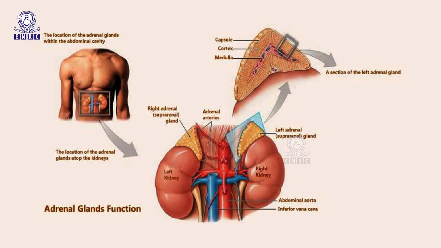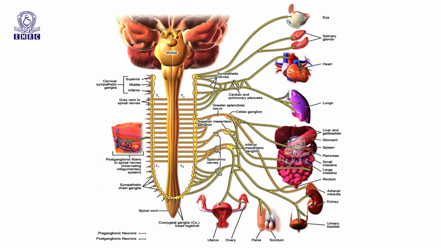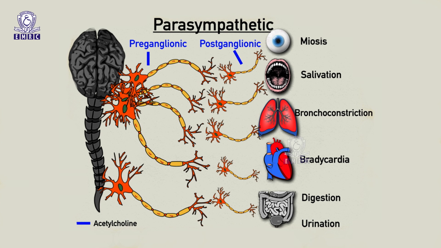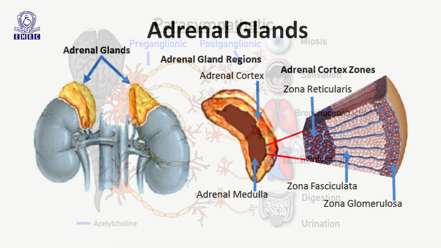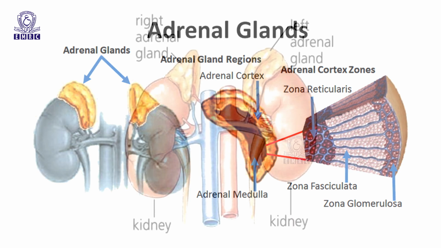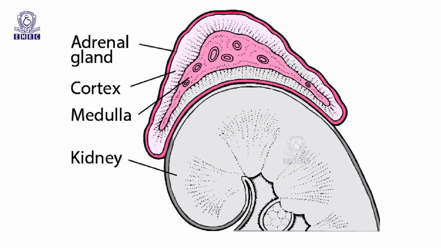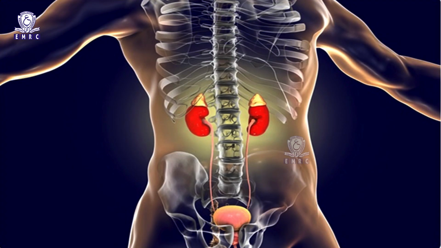The outer adrenal cortex is a part of the endocrine system and the inner adrenal medulla is a part of the sympathetic nervous system. The adrenal medulla acts as a ganglion of the sympathetic target organs and it activates all targets of the sympathetic system. There are two adrenal glands, one on each side of the body just above the kidney, and each adrenal gland has two parts, the adrenal cortex and adrenal medulla, both of which participate in emotional responses.